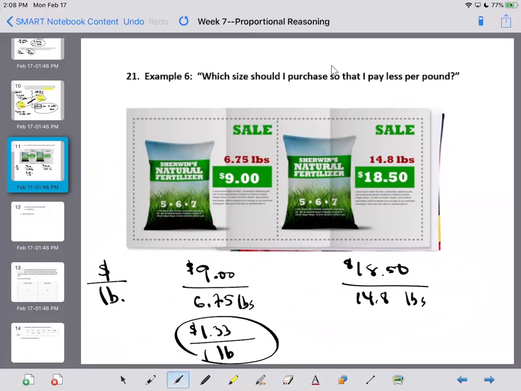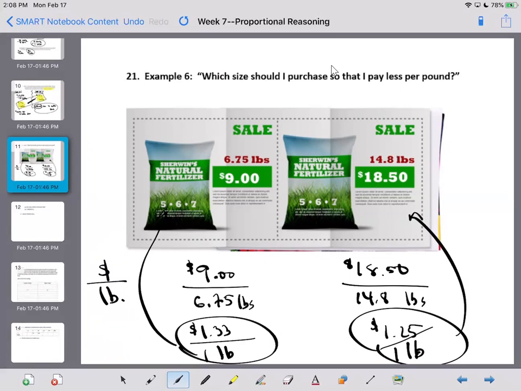Okay, so there's your unit rate for this natural fertilizer, but you got a coupon. And then here, you're dealing with the $18.50 divided by 14 and 8/10 pounds, which is $1.25 per 1 pound.